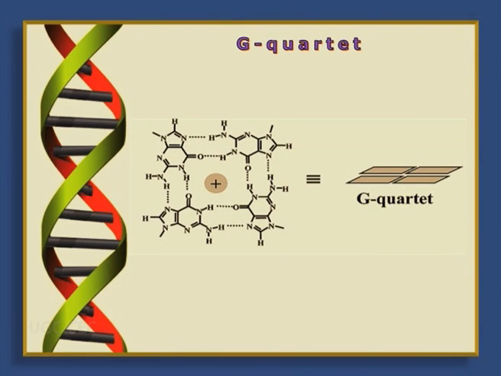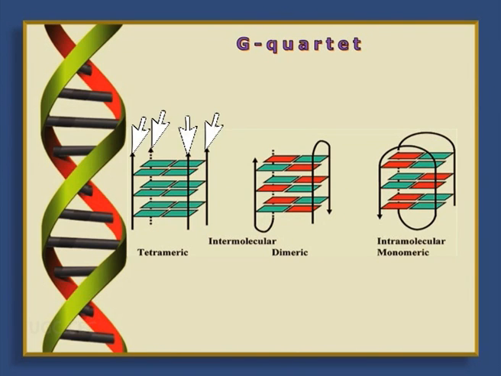Let us see what a G-quartet is. The G-quartet is a square planar platform of 4 guanine residues held to each other by cyclic Hoogsteen hydrogen bonds. And as a result of formation of cyclic Hoogsteen hydrogen bonds, a G-quartet is formed. The 4 G residues can come from 4 parallel strands, which is known as intermolecular tetrameric, or they may come from 2 antiparallel strands, that is intermolecular dimeric, or they can form from 4 guanine residues present in the same strand, known as intramolecular monomeric.